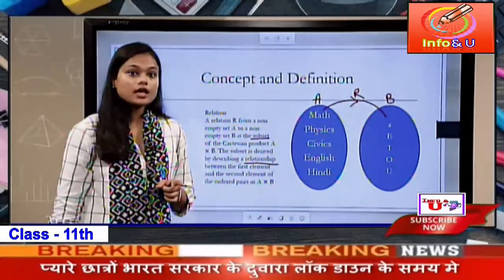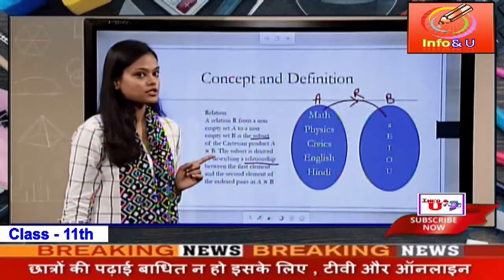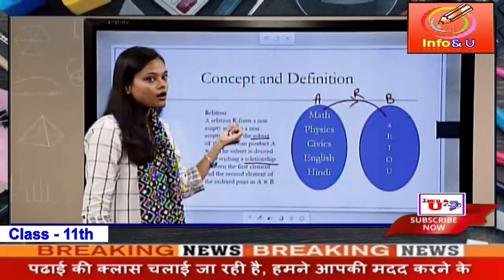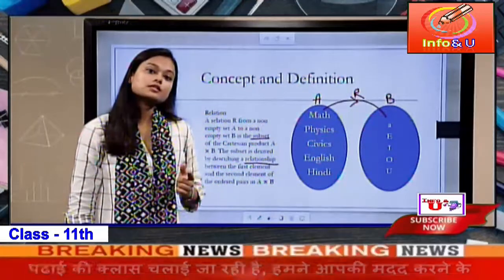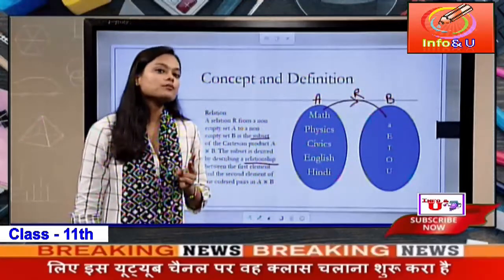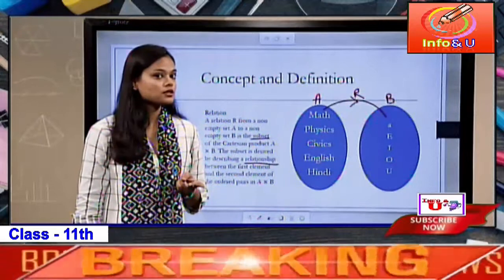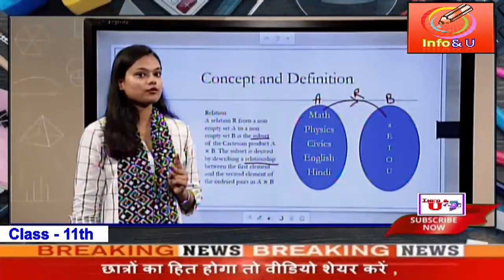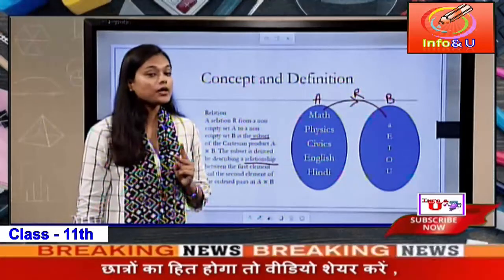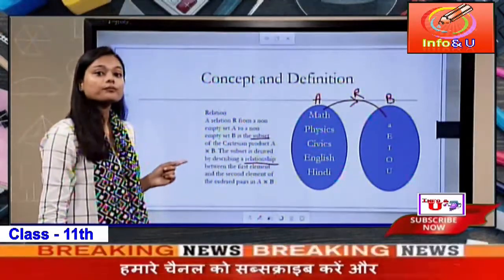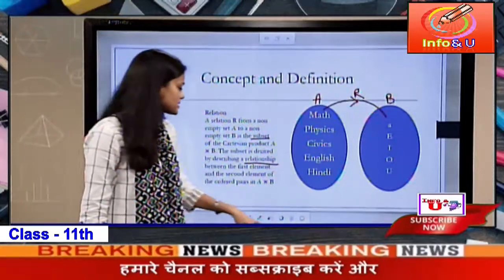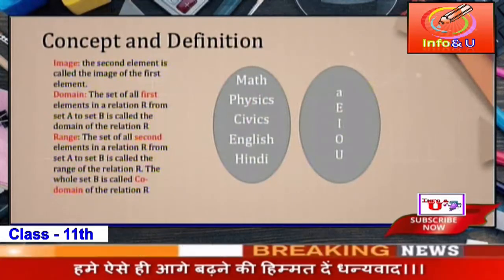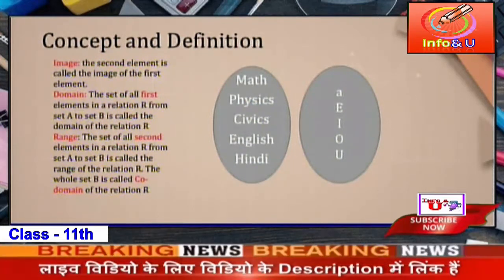Notice, in the previous example what we have described, the relation R can be represented in both the forms. Which forms? Roster form as well as set builder form, as we have seen it before. Now let us take some examples on it. Before taking examples, let us understand some terminologies.